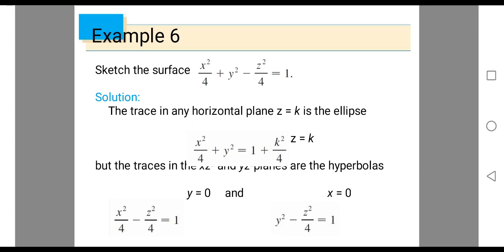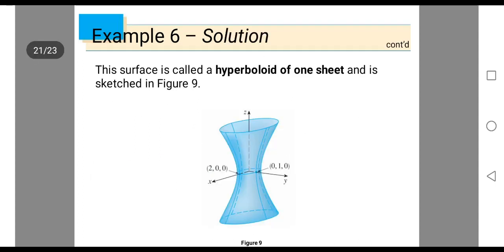Understand? So when y is equal to 0, it would be x squared by 4 minus z squared by 4 is equal to 1. And when x is equal to 0, it would be y squared minus z squared by 4 is equal to 1. So it seems that one of the traces would be an ellipse and the rest of the two traces would be hyperbolas. Okay, let's have a look in the graph.